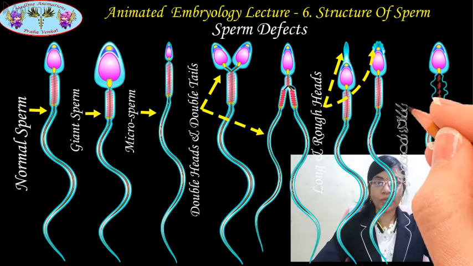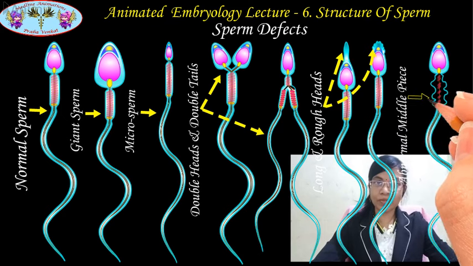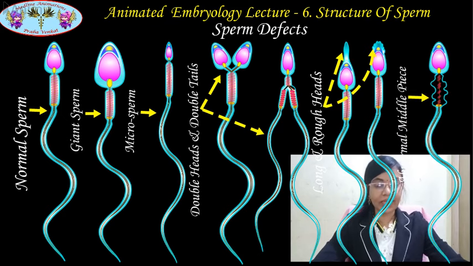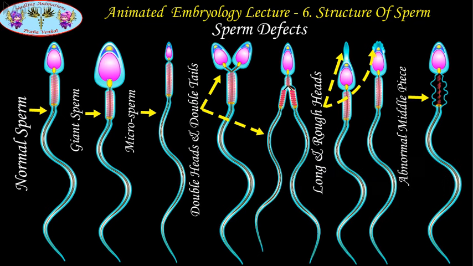The last is the sperm with the abnormal middle piece. If the mitochondria are missing or not arranged properly, the sperm cell will not get the necessary energy for swimming. If they are not hyperactive, they cannot reach the secondary oocyte in time.